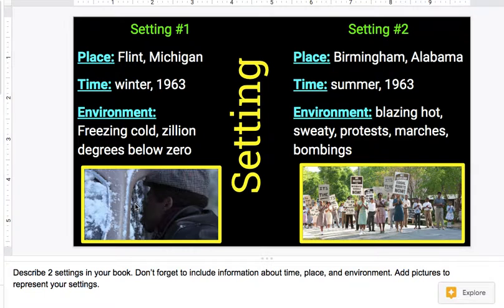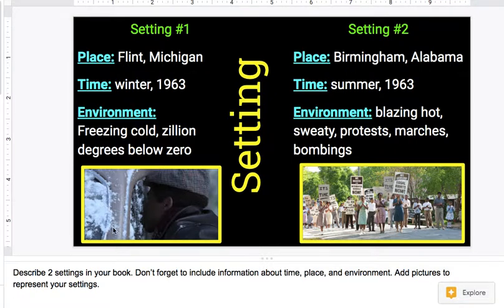So for Watson's Go to Birmingham, I chose the place as Flint, Michigan. As you know, the whole first half of the story takes place in Flint, Michigan. And if you remember the very beginning of the story, the time was winter time. It was in 1963, and the environment there was freezing cold. They talked about it being a zillion degrees below zero. And then all other references about if you spit, your spit would be an ice cube before it hit the ground. I'm sure you remember some of those other references as well.